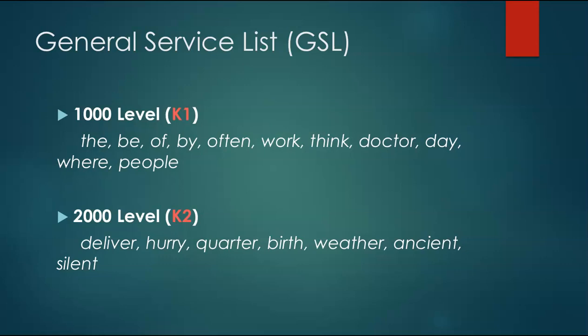So in the K1, the first 1,000, we would find words like the, be, of, by, but also often, work, think, doctor, day, where, and people. The first 1,000 words that we would typically frequently use. And in the second 1,000 words, the K2, we're going to find things like deliver, hurry, quarter, birth, weather, ancient, silent, etc. So these are really frequently used words, but the K1 are the most frequent, the K2 are the second 1,000 most frequent. And you can see examples as we go on.